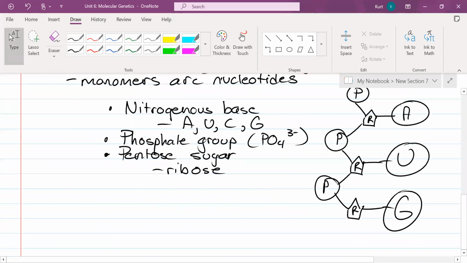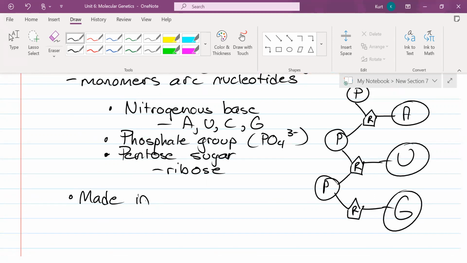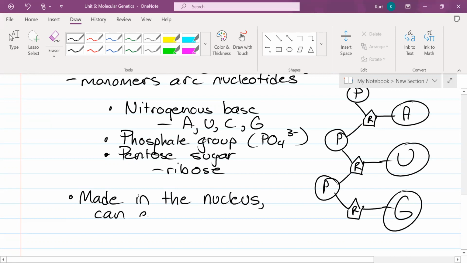Where is RNA made in a eukaryote? Where does RNA come from? What is responsible for producing the RNA? No. RNA is made from DNA. And so in a eukaryote, if DNA makes RNA, where is RNA made? In the nucleus. Can it leave the nucleus? Yes. Where does it go?